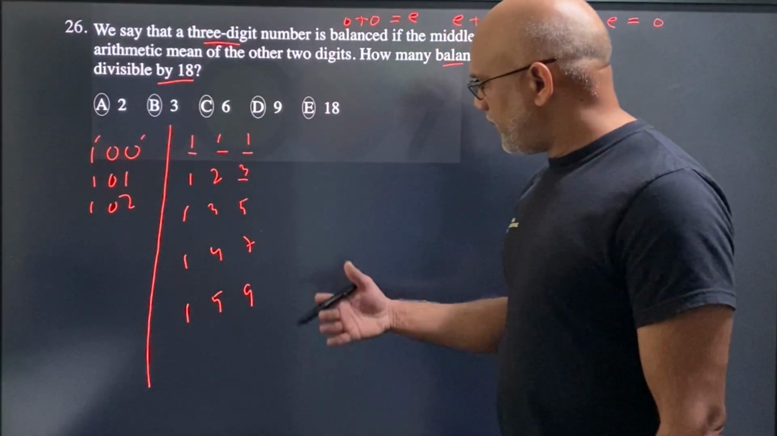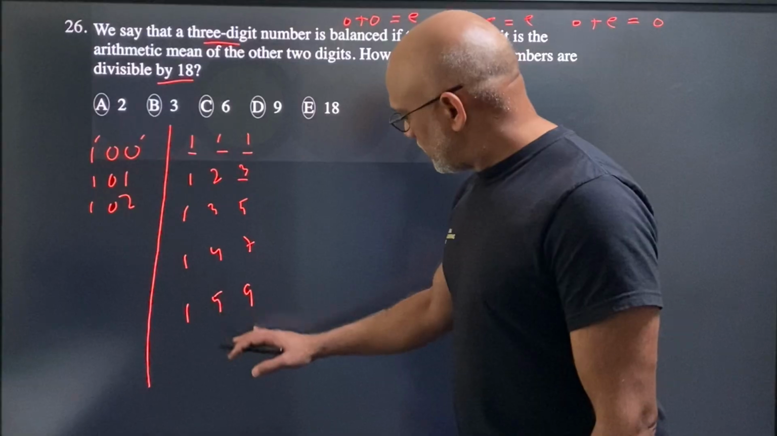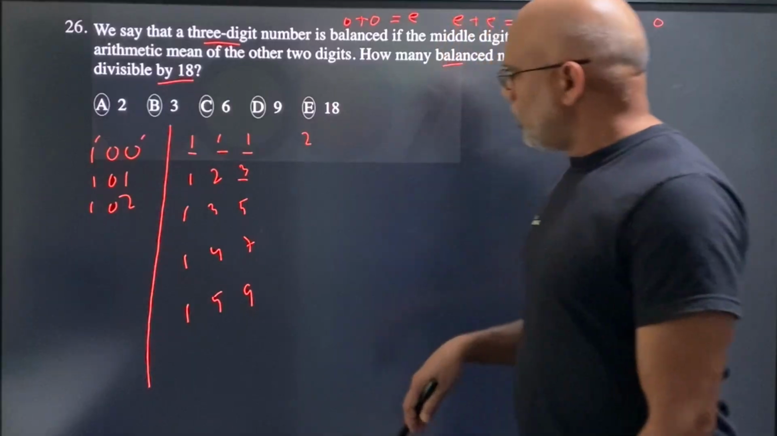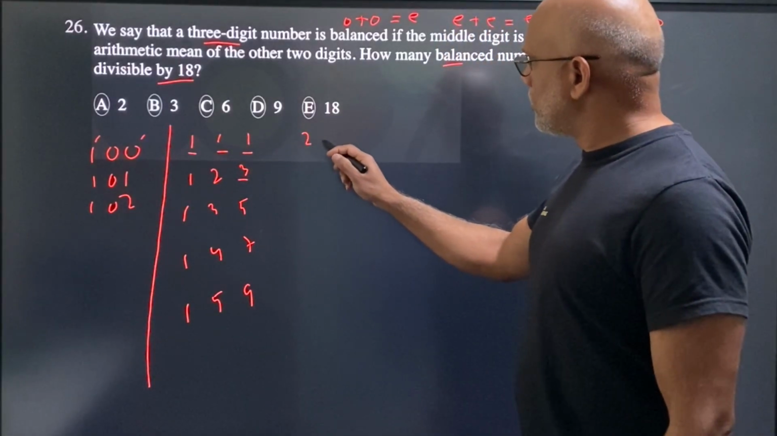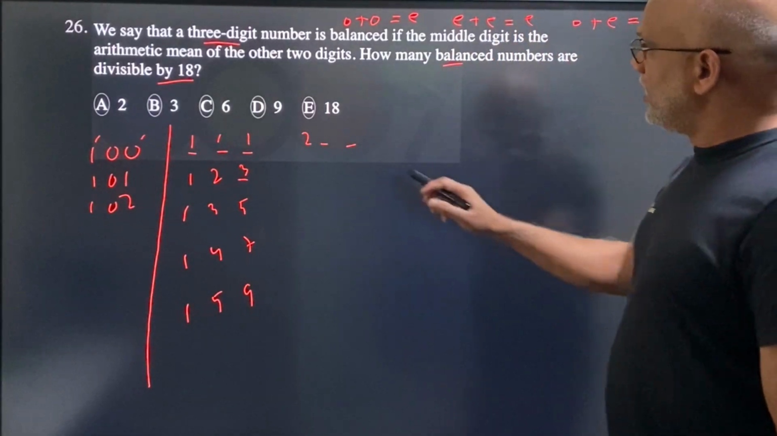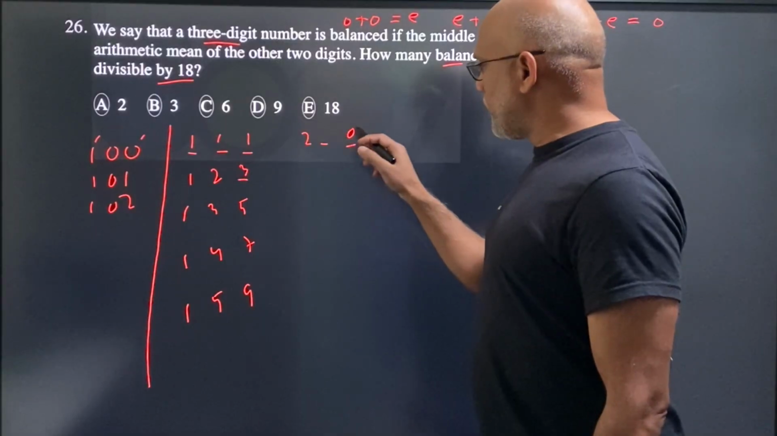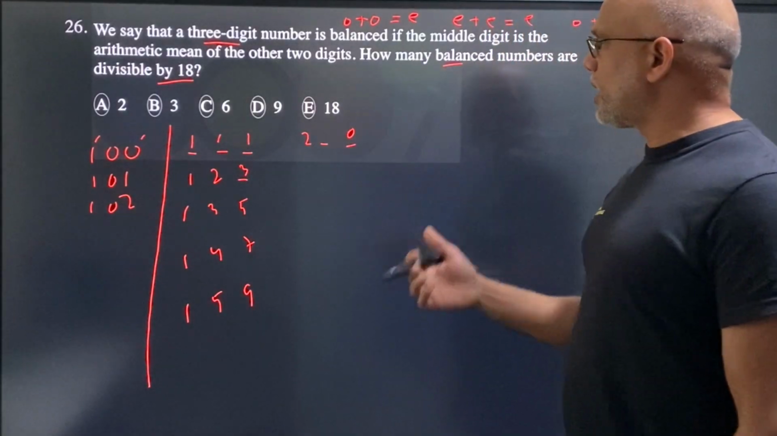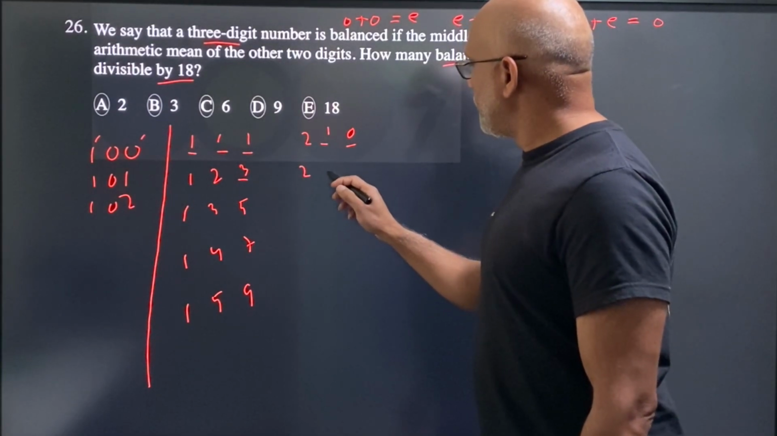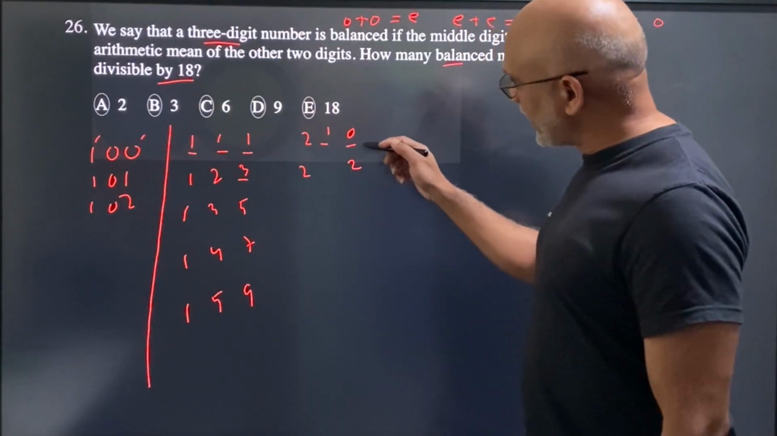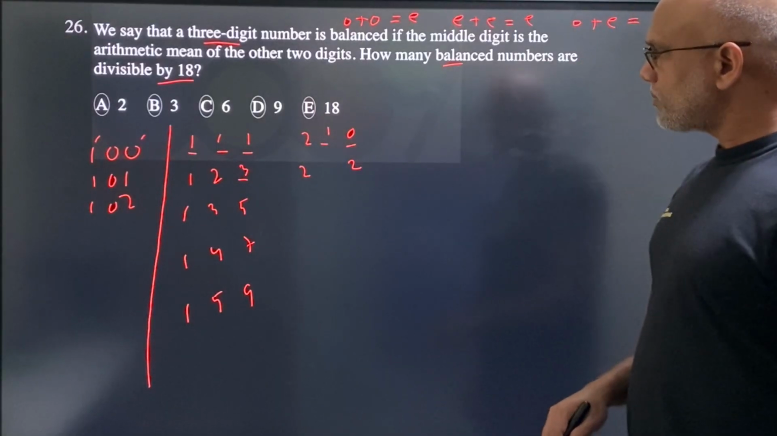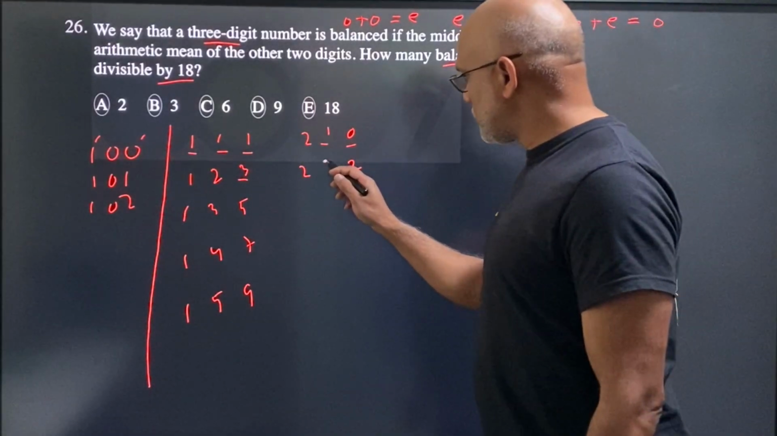Then I'm done with 1. Then I can start with 2. Here, I need an even number, because even plus even is even. So I can have 0. 2 plus 0 is 2, divided by 2 is 1. And then with 2, I need to have a 2 here. I cannot have 1 because 2 plus 1 is 3, that's the odd number. So 2 plus 2 is 4, divided by 2 is 2.